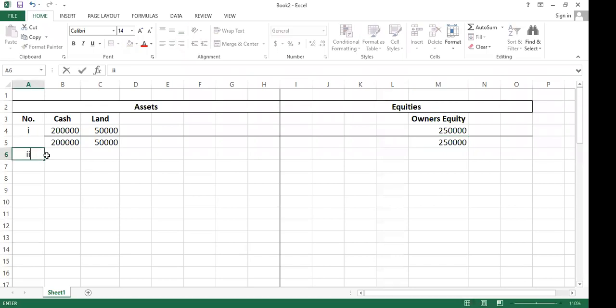Number 2, bought merchandising for cash 80,000. Merchandising purchase 80,000. First one is reduce 80,000 from cash and reduce 80,000 from owner's equity.